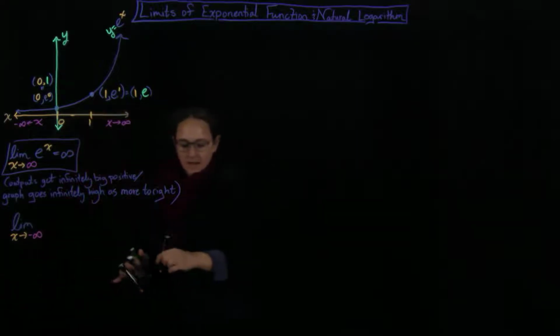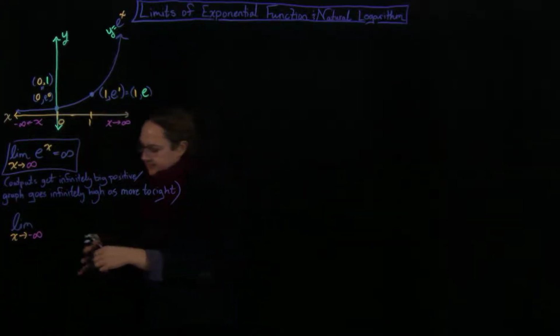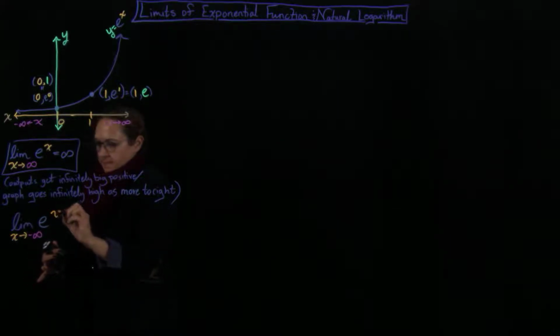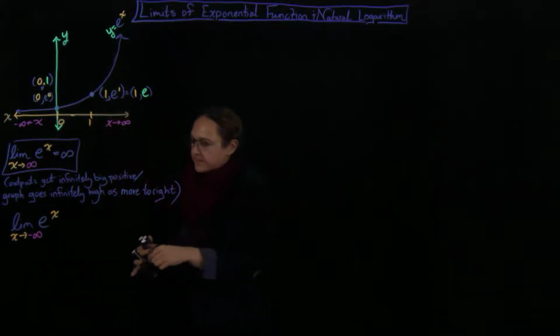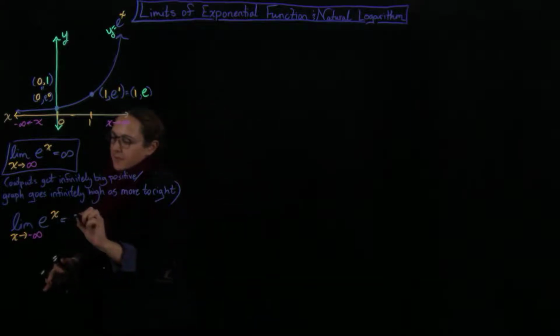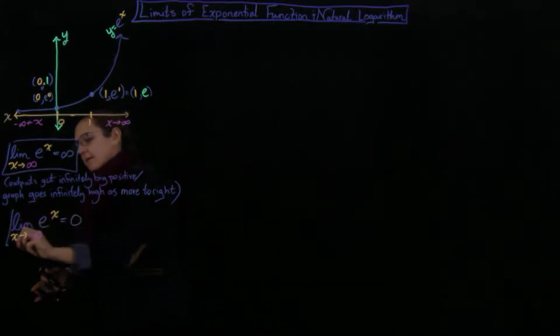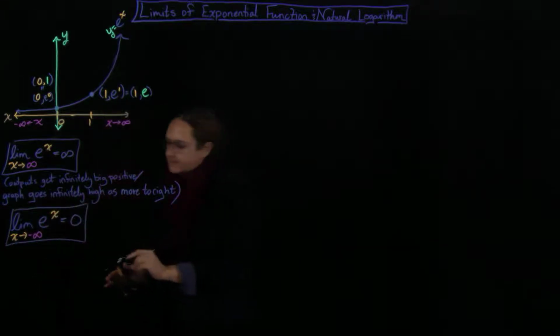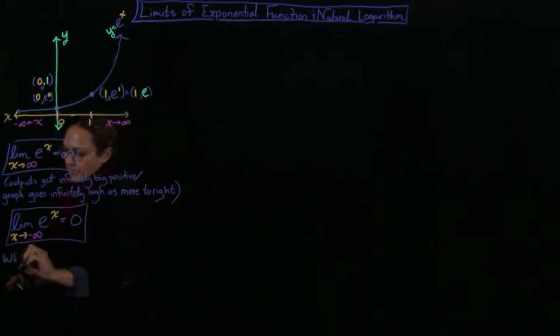Right. And what's happening with this one, so this is, sorry, again, e to the x. Okay. And this one is actually going to give us an output of 0. So let's understand why. So why does this happen?